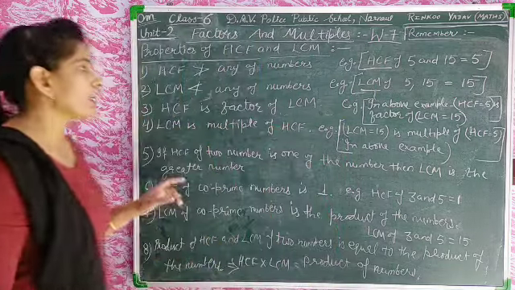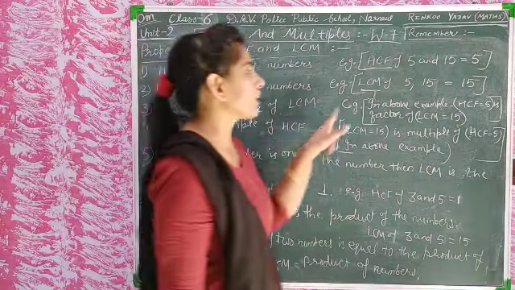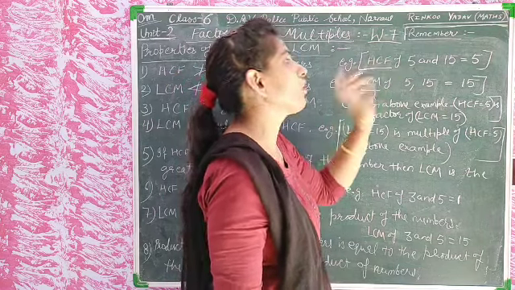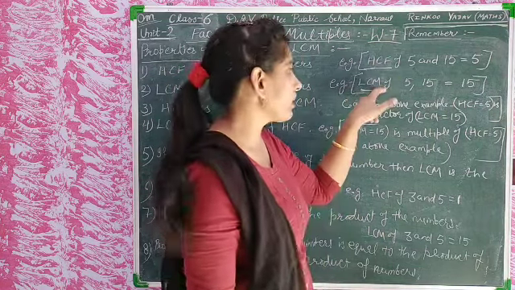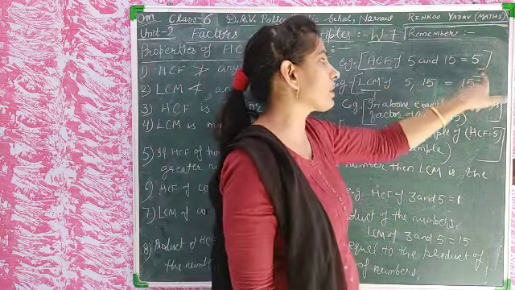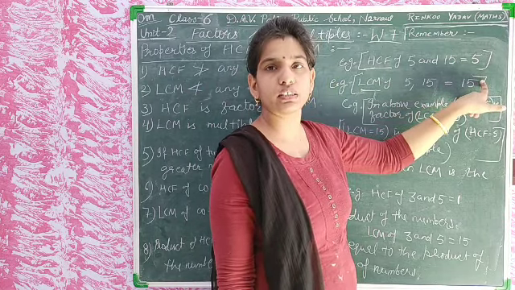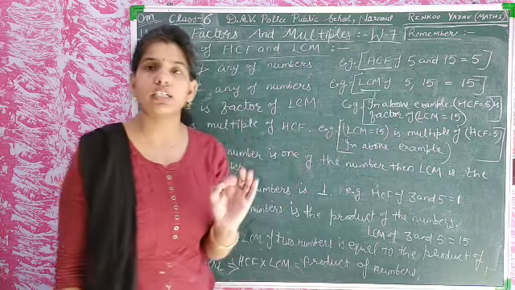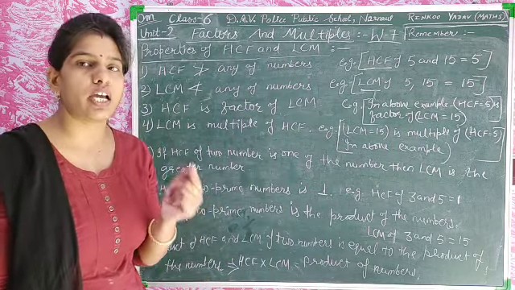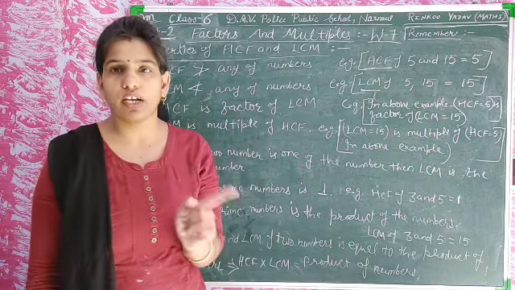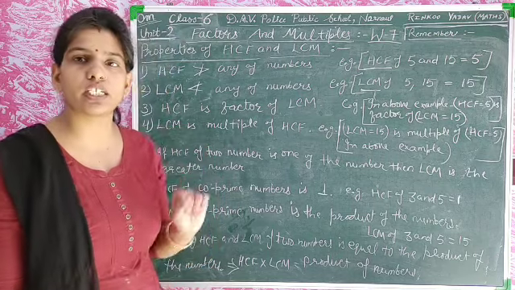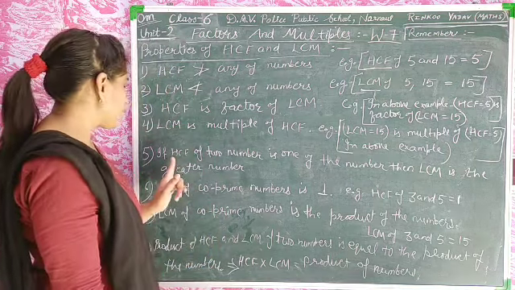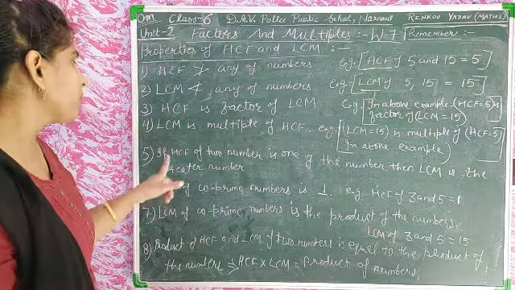Is this clear? Now the next property is that LCM is a multiple of HCF. 15 is a multiple of 5, since 5 times 3 is 15. It means LCM is a multiple of HCF and HCF is a factor of LCM. Is this clear, students? Now we will go to the next property, property number 5.